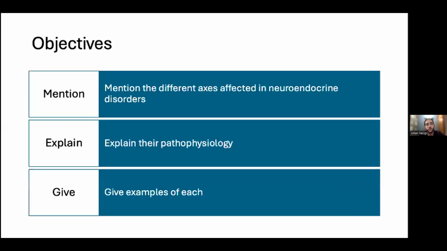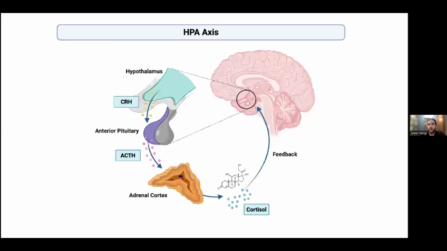We are going to mention the different axes affected in neuroendocrine disorders, explain their pathophysiology and give examples of each. And we'll have a little bit of a focus on SIADH, diabetes insipidus, craniopharyngiomas, and pituitary adenoma towards the end. So let's start. All right.